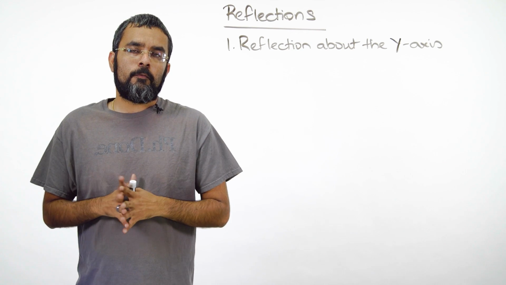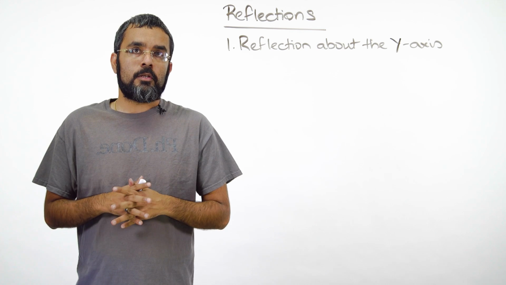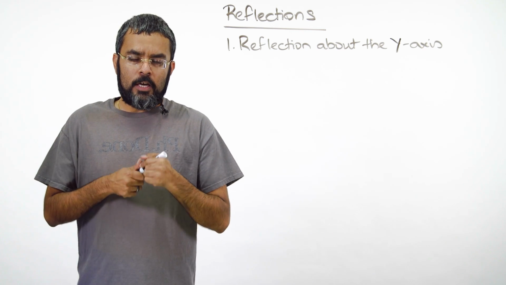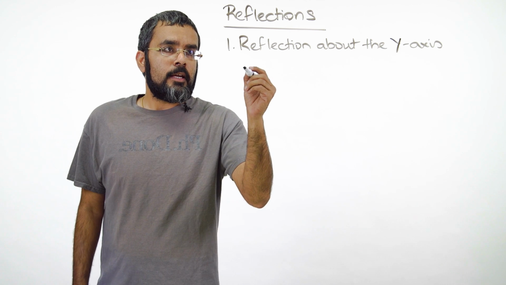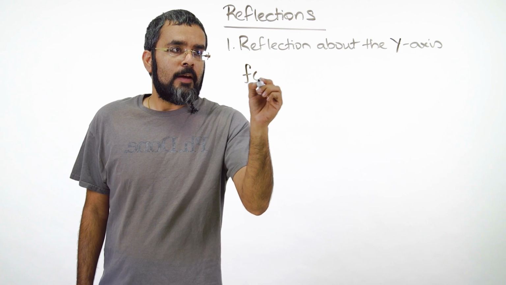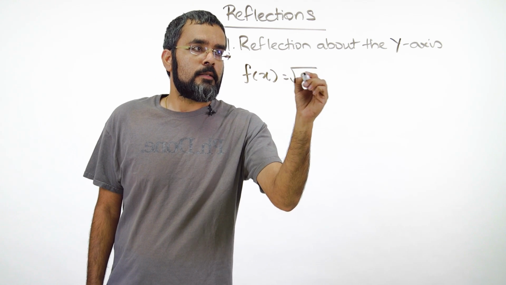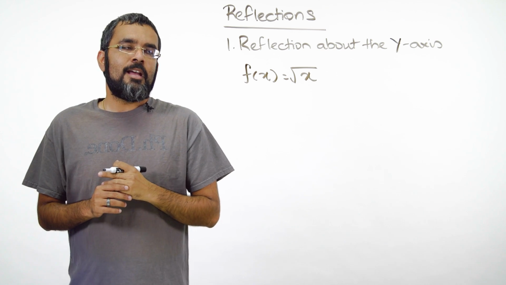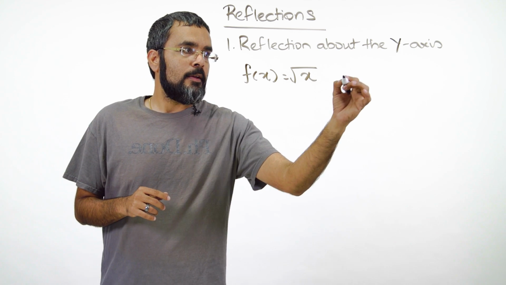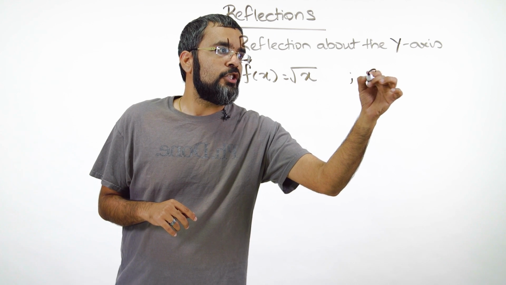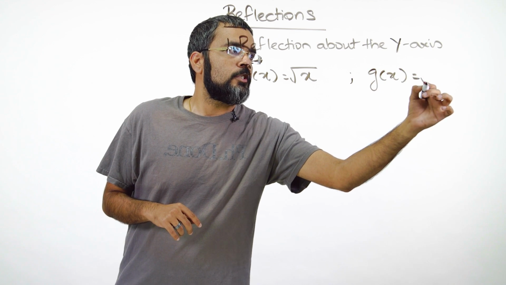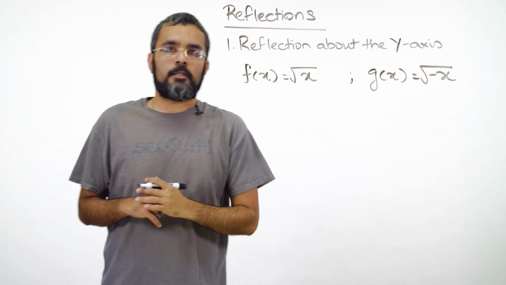We already looked at what a reflection about the x-axis looks like, so I think you probably have a good idea of what reflection over the y-axis is going to do. So to test that, let's again pick a function. Let's pick f(x) equals square root of x. Now there's a reason I'm picking square root of x, and I will tell you that when we actually graph it. That'll be our base function for now. And then we have g(x), which is square root of negative x.